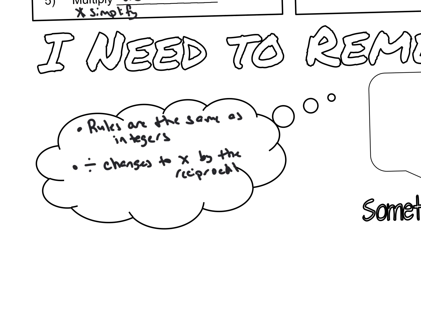You will often hear people use the acronym KCF, not to be confused with KFC, which is going to be keep the first, change division, and then flip the second fraction. So if that's something that would be helpful to you, it's another way that you could look at it.